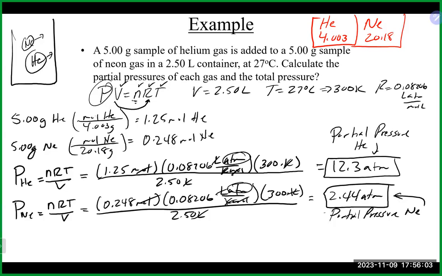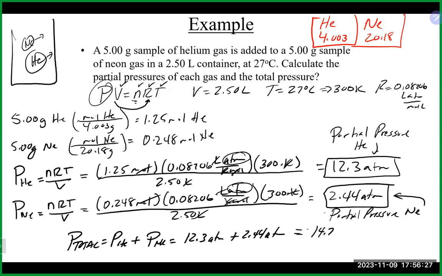At this point, to get the total pressure, all I really have to do with both of those numbers is just add them together. So the total pressure here is going to be our partial pressure of helium plus our partial pressure of neon, which is going to give us 12.3 plus 2.44 atmospheres. We'll try it without the calculator. 14.7, I hope, atmospheres will be our total pressure in this case. Question on that there.